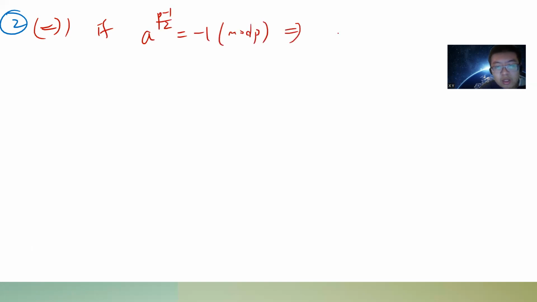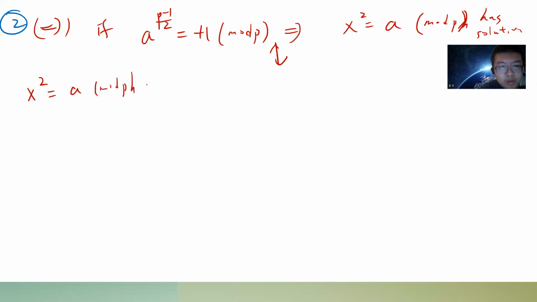Okay, so now the second direction. The second direction is tricky, and we want to show the following: if a to the (p minus 1) divided by 2 is 1 mod p, then x squared equals a mod p has a solution. This is equivalent to saying that if x squared equals a mod p has no solution, then we must have a to the (p minus 1) divided by 2 equals minus 1 mod p.